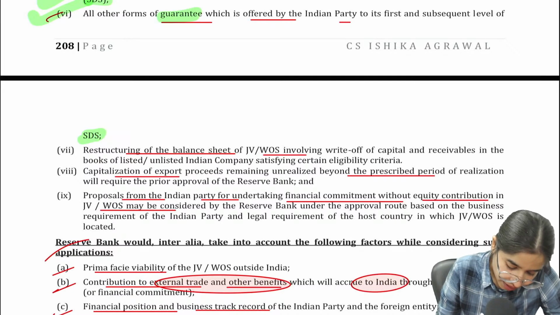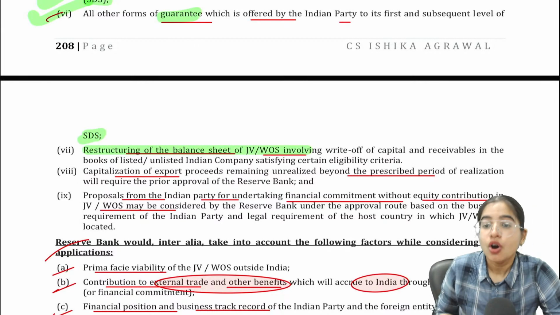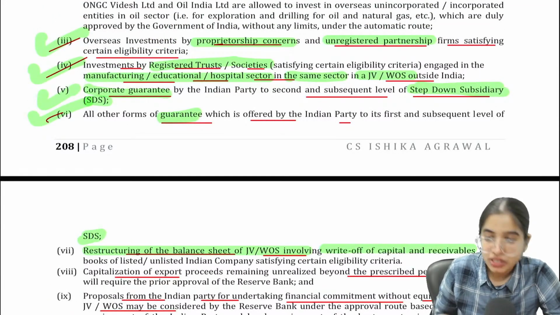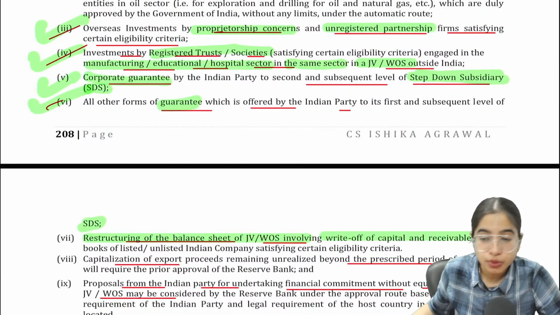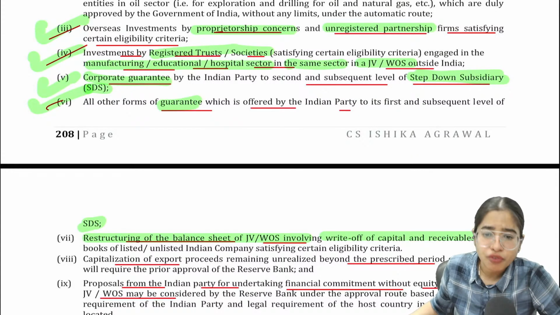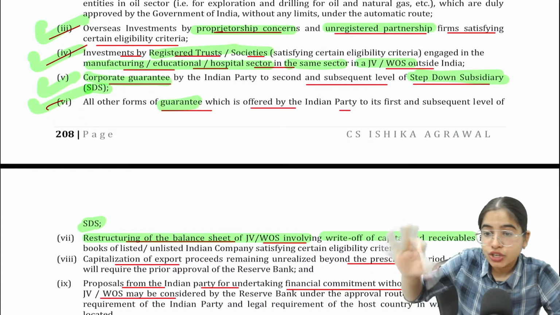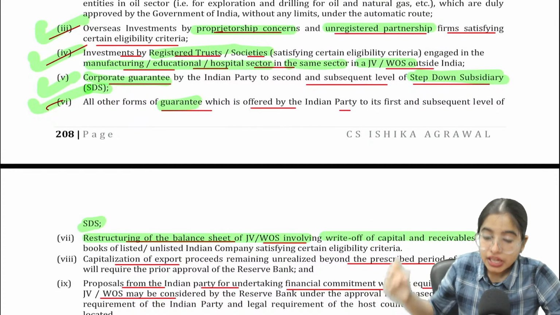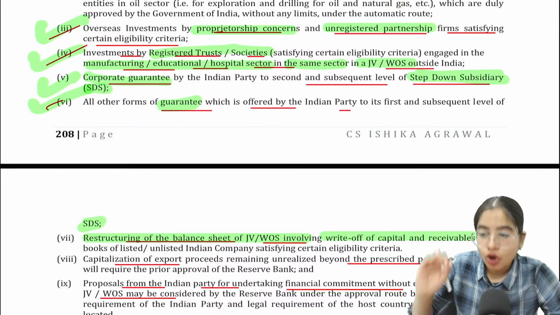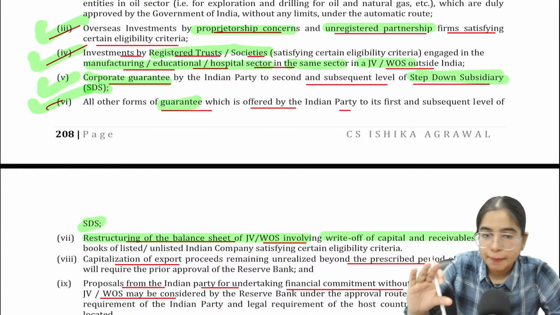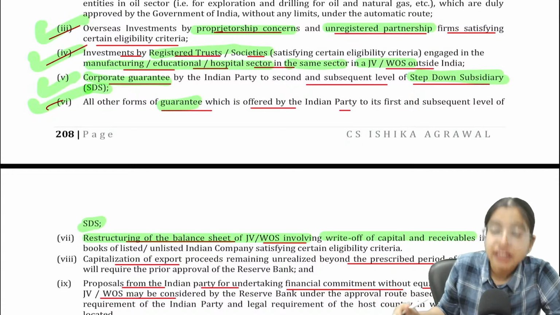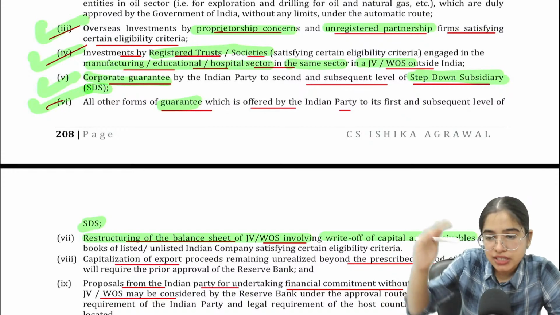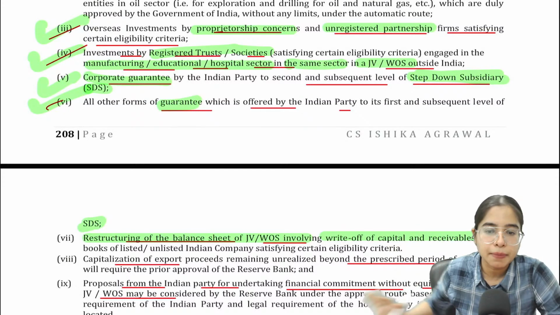Next, if you are restructuring the balance sheet of that joint venture or wholly owned subsidiary by writing off the capital or receivables. Sometimes there are accumulated losses in the balance sheet of a company. So if you are restructuring the balance sheet of the company to restructure the capital, to write off the lost capital, sometimes there is lost capital which is not represented by assets, which means that sometimes when a company incurred a lot of losses, it lost its capital. So what it does, it restructures its balance sheet and reduces the capital as well.